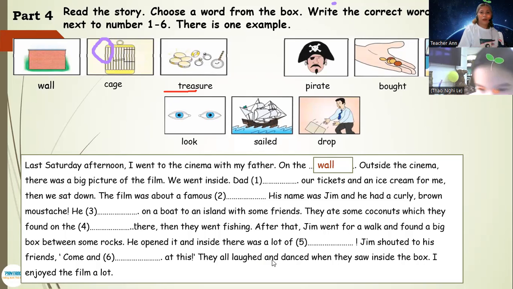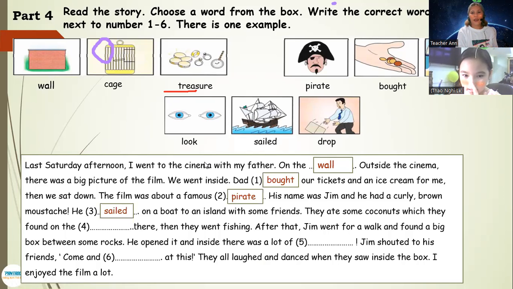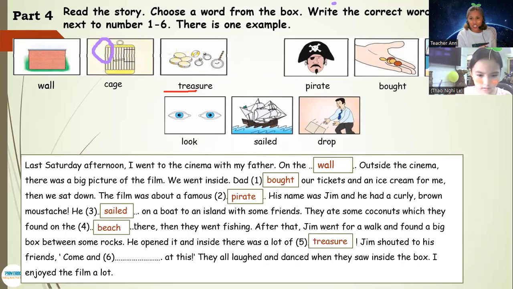I finished, teacher. Okay, let us check your answer. Number one, pirate. Number two, sailed. He sailed on the boat. Number four, the answer is beach. Number five, treasure. Very good. Six is look. Number one is both.